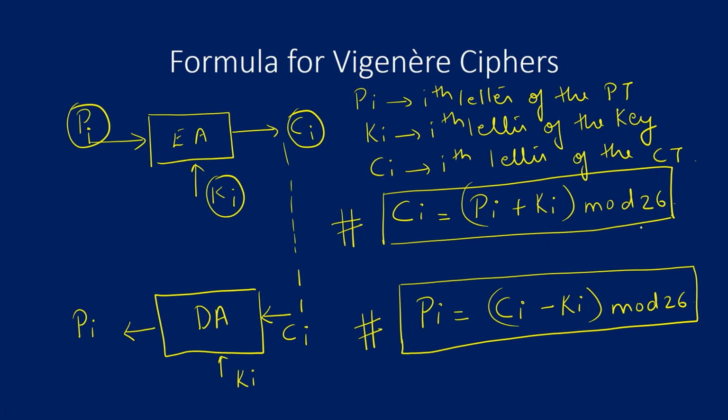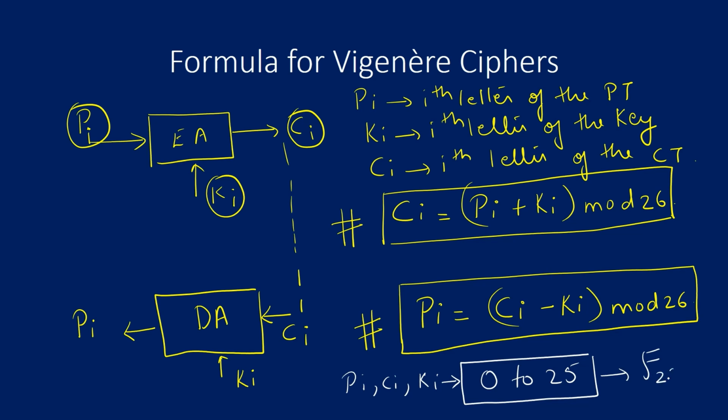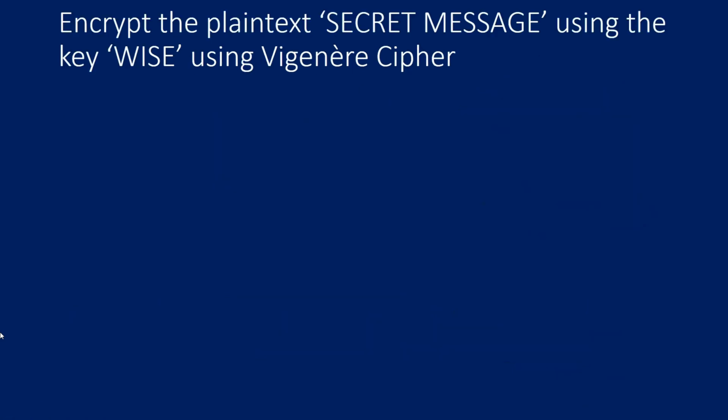Now note that we have used mod 26, that is, we are going to perform modular addition and not the normal addition. So mod 26 basically indicates that the formula is going to work on a finite field of 26 numbers. So we will be basically doing the computation on numbers between 0 to 25. That is, the value of Pi, Ci and Ki will always be between 0 to 25. That is, we are working on a finite field of 26 numbers, and hence we are using mod 26 addition for encryption and mod 26 subtraction for decryption. So with this, we'll now learn how to solve a numerical using Vigenere cipher.